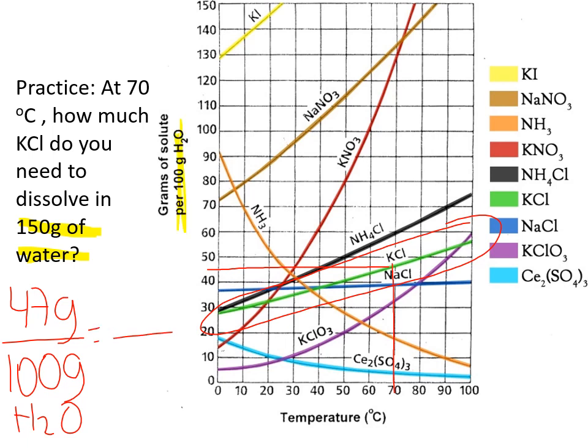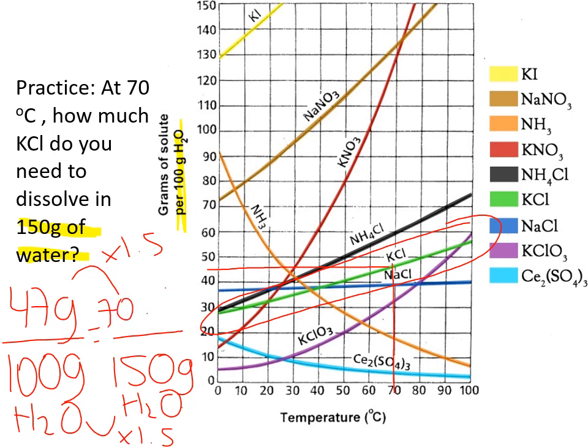So if I wanted to figure out how much could dissolve in 150 grams of water, well, what do I multiply 100 by to get to 150? I multiply it by 1.5. 100 times 1.5 is 150. And so if I multiply this by 1.5, 47 times 1.5 is, I have to do that on my calculator, 70.5 grams. That's how much you should be able to dissolve.